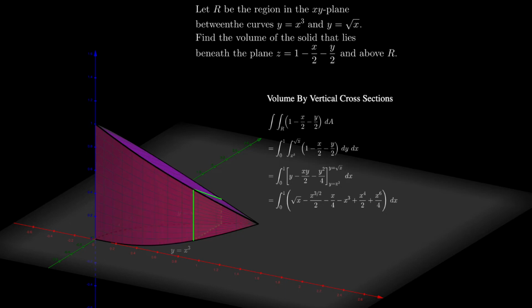And when you take the sum of these cross-sectional areas, when you actually do your antiderivative of that function that you obtain, you get about 0.23. So that would be about the volume of this shape right here.